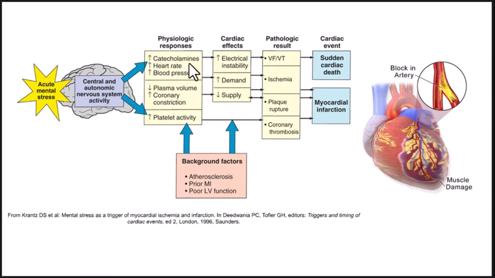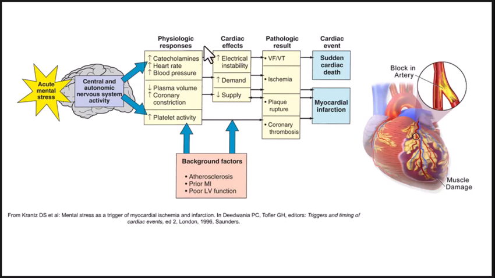Well, it can increase catecholamines within the blood, so epinephrine, for example. It can increase our heart rate and increase our blood pressure. Much more demand on the heart. We can see a reduction in plasma volume, an increase in coronary constriction, so this is vasoconstriction of the coronary arteries. There can also be an increase in platelet activity.